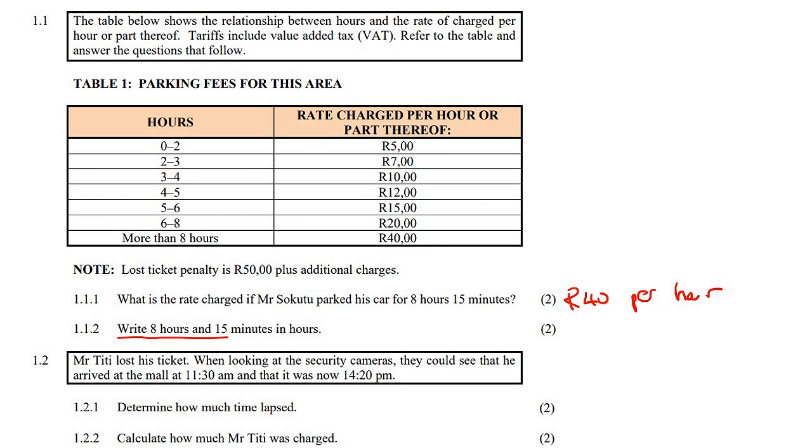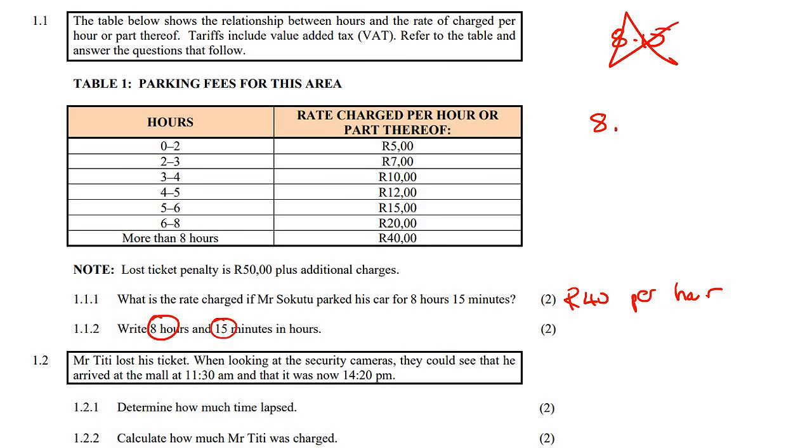Now they want you to write 8 hours and 15 minutes in hours. Now a lot of learners get this wrong because they do this 8.15. Not correct at all. You got to be careful. The 8 is correct. You can say 8 point. Now 15 minutes, you got to try to think about what fraction is that of an hour.